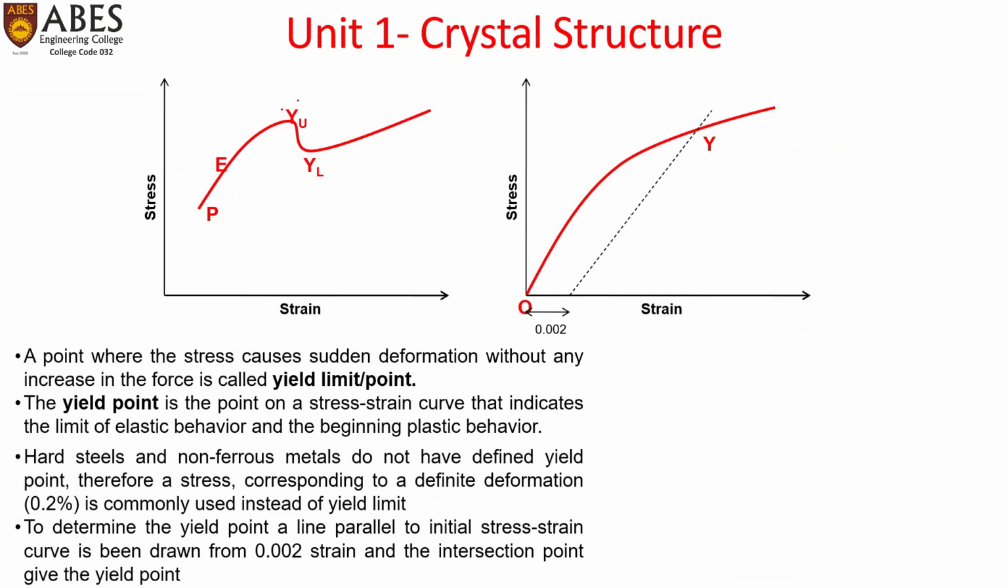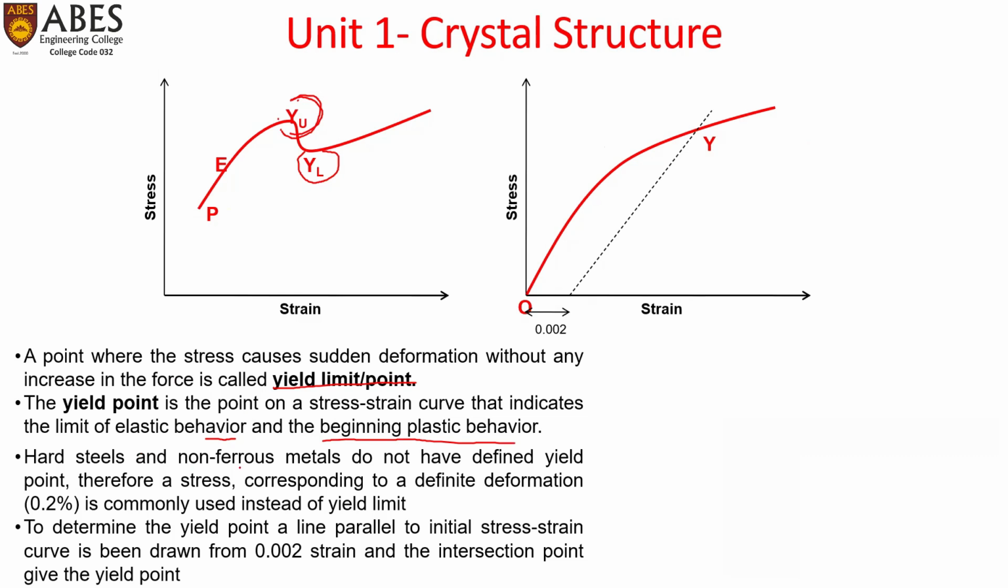Now, what are YU and YL? A point where the stress causes sudden deformation without any increase in the force is called the yield limit or point. So, when we gradually increase the load, there would be a point at YU, Y upper, where a sudden deformation will occur without any increase in the force. So the yield point is the point on a stress strain curve that indicates the limit of elastic behavior and the beginning of plastic behavior.